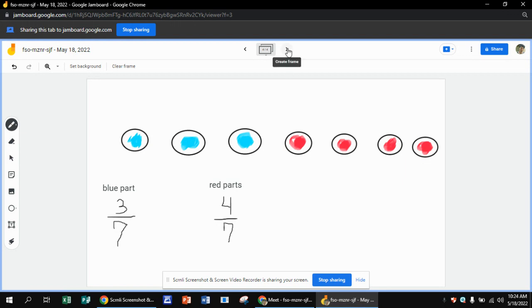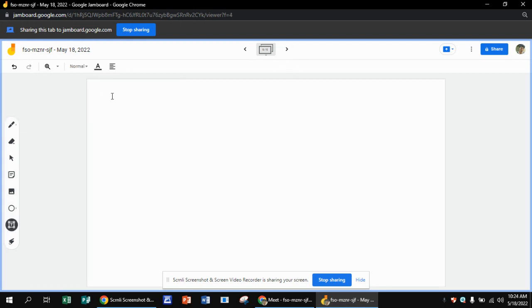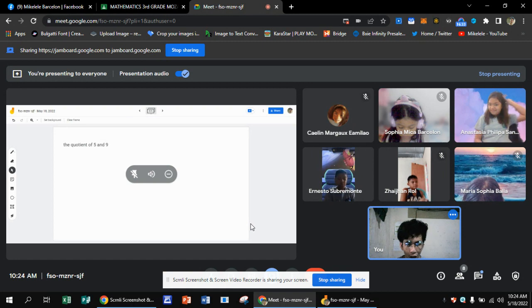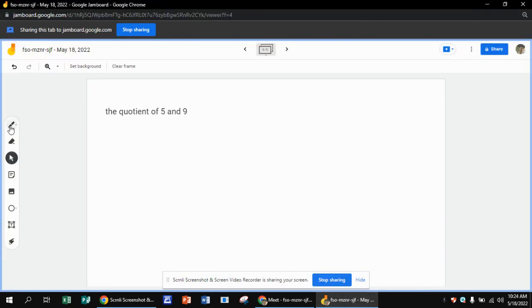Okay, so let's have another one. What if I tell the quotient of 5 and 9? When we say fraction, that is also a division. And what is the answer of division? That is called quotient. So, kapag nakakita tayo ng quotient, like the quotient of 5 and 9, that is also a fraction. We can write it as a fraction.